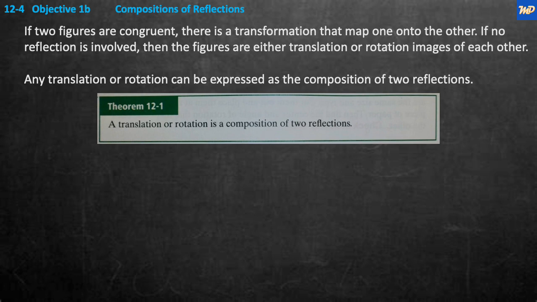Theorem 12.1: a translation or rotation is a composition of two reflections. In short, that's saying that, depending on how you set it up, you can do two reflections to do a translation or a rotation. A reflection flips it over and changes the angle on it possibly, and then you flip it again and it comes back right side up and facing the correct direction, and it looks like a translation or maybe a rotation, depending on what you're trying to do. So let's see what comes up.